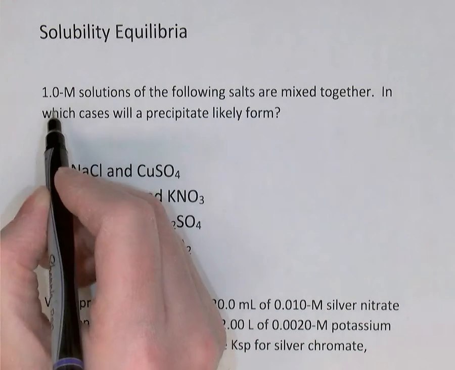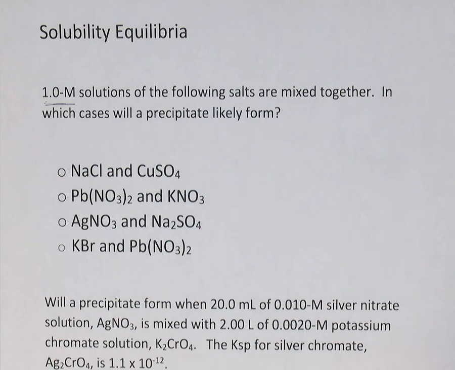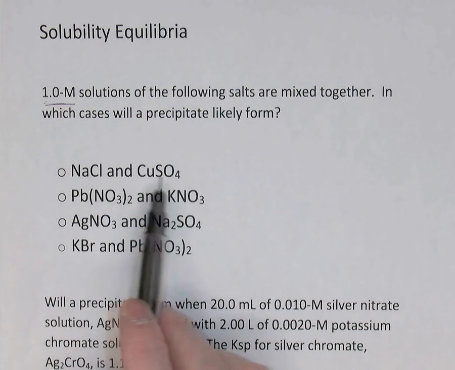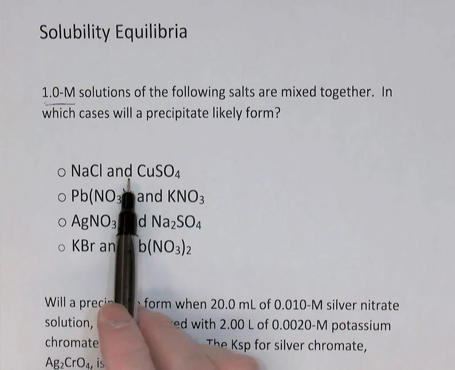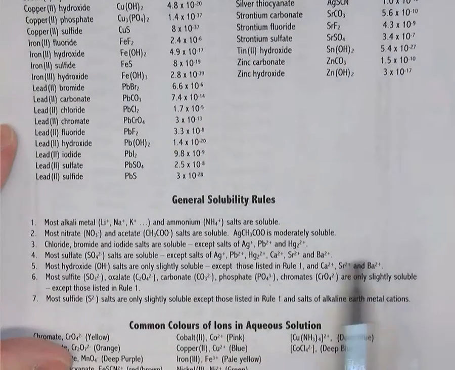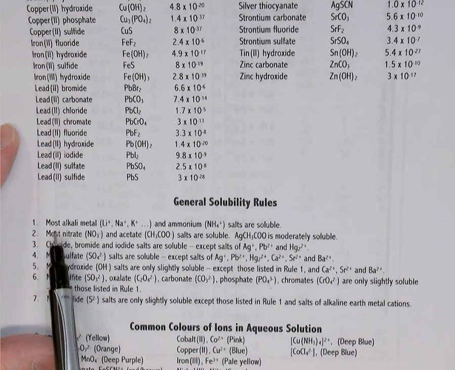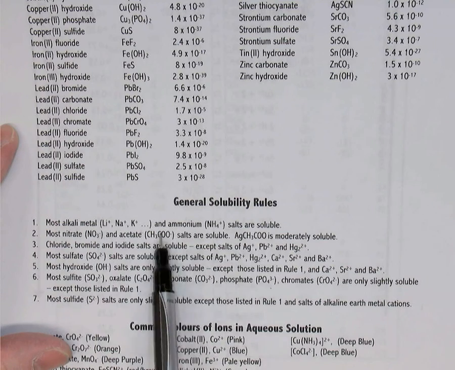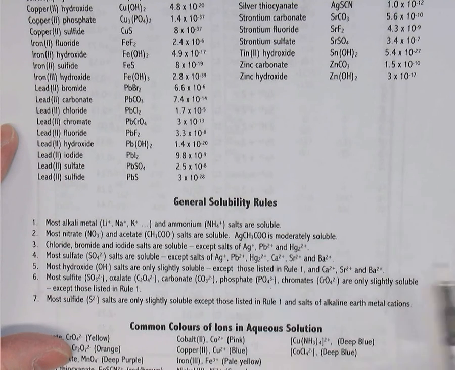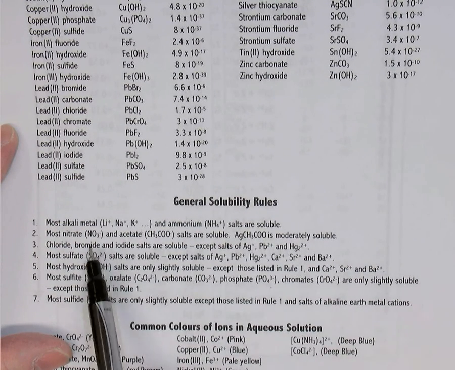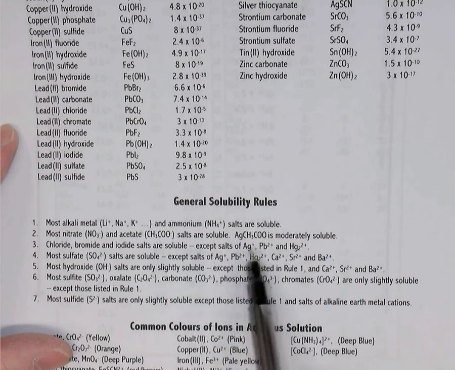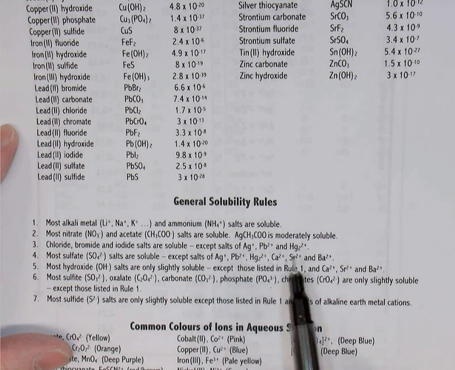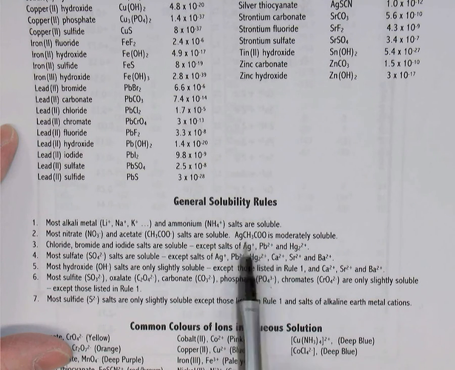One of the things that makes this problem easier is the fact that these are very concentrated solutions. So what we're going to do is simply look at the two salts that are given here. We're going to apply our rules that we learned back in our first year course, general solubility rules. Things like most alkali metal salts and ammonium salts are soluble, therefore they don't form precipitates. Nitrate salts, acetate salts are also very soluble. They also don't form precipitates. Silver acetate is moderately soluble.